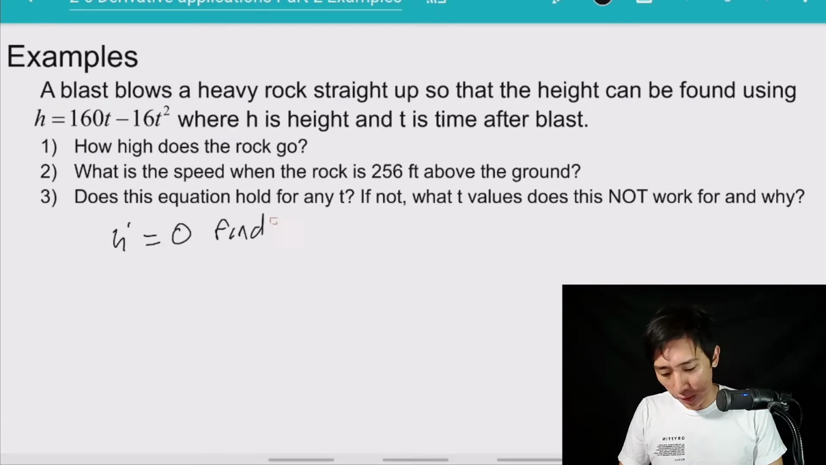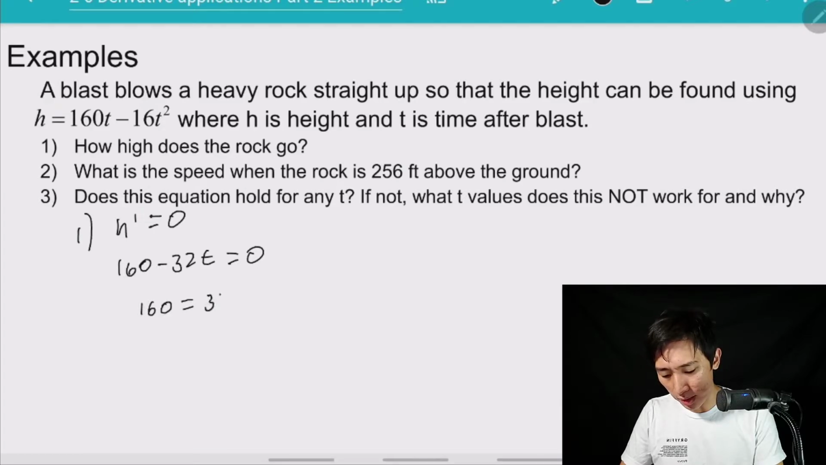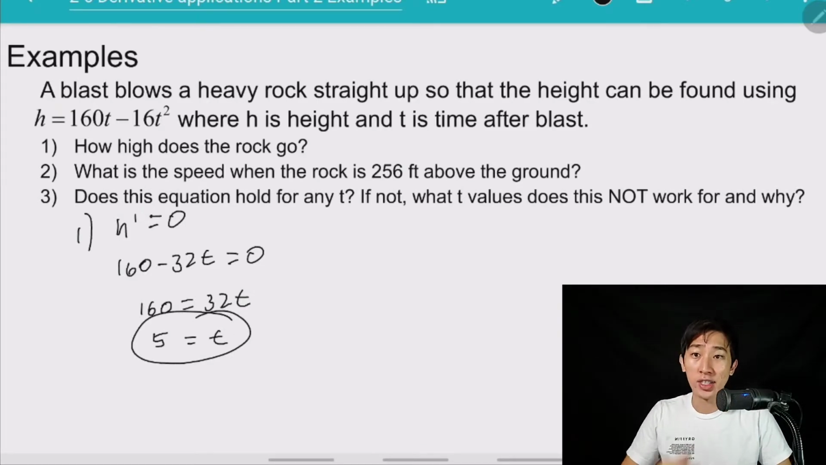So let's go over it really, really quickly. Again, first we're just pre-thinking like that. So number one, how high does the rock go? What I'm going to find is where h prime is equal to 0. So from there, I'm going to get 160 minus 32t equals 0. Then I'm going to get 160 equals 32t, which means that t is equal to 5. So this is where I stop increasing and I start decreasing.